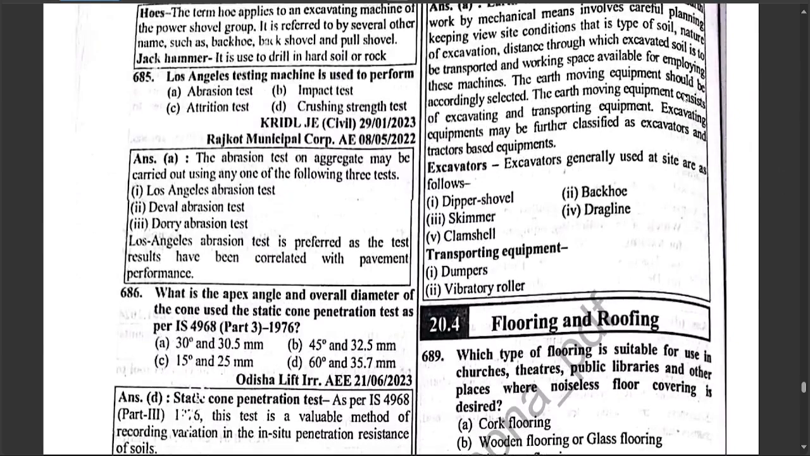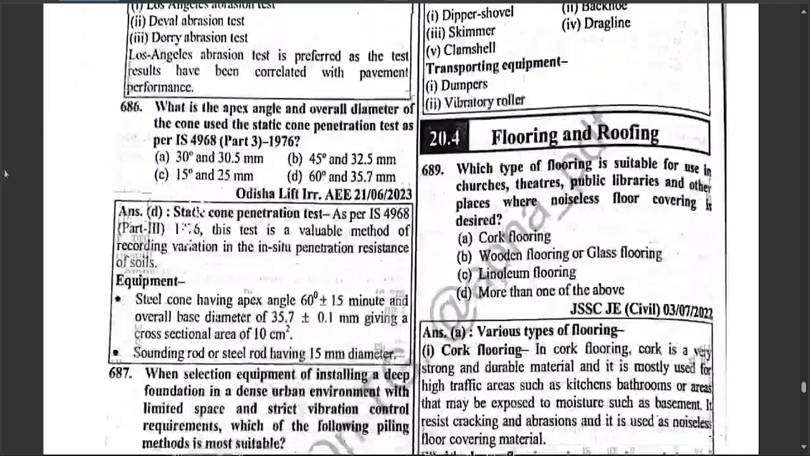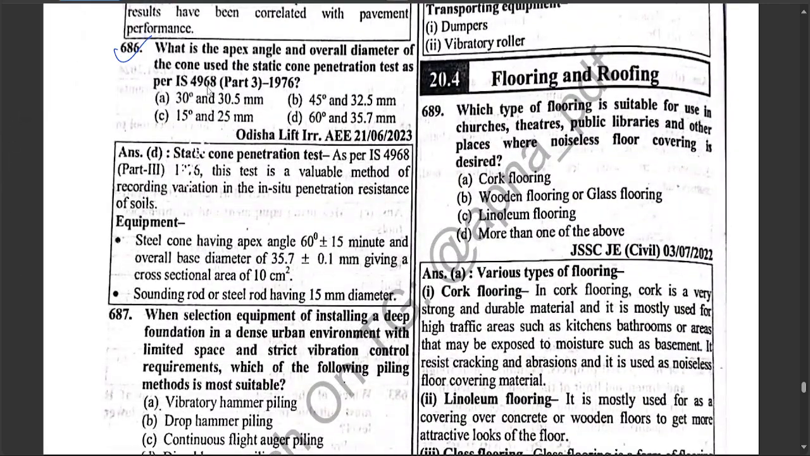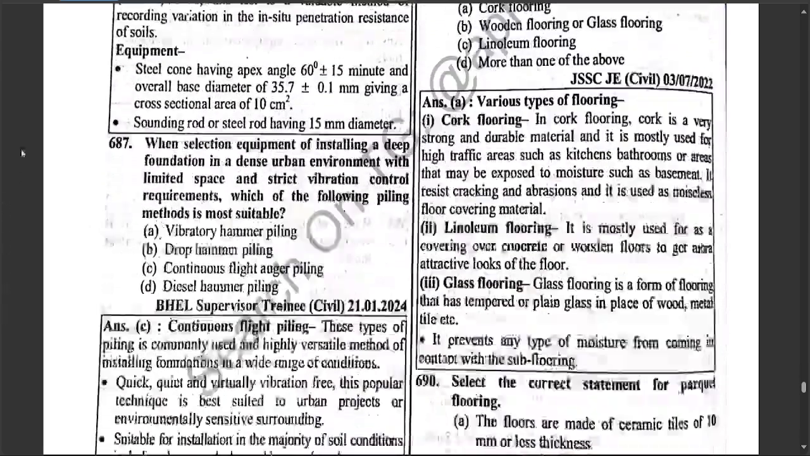Los Angeles testing machine is used to perform this abrasion test. What is the apex angle and overall diameter of the cone used for static cone penetration test as per IS 4968 Part 3, 1976? 60 degree and 35.7 mm.